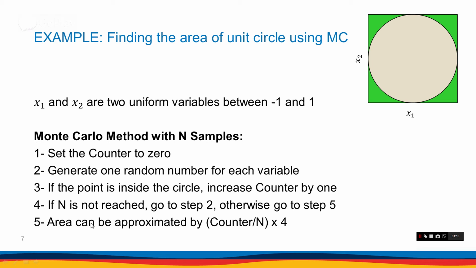After the loop is over, the area can be approximated by the counter divided by the total number of samples, multiplied by 4. That 4 is the area of the square because, as I said, x1 and x2 are between -1 and 1. So this length is 2, this length is 2. So the area of the square is 4.